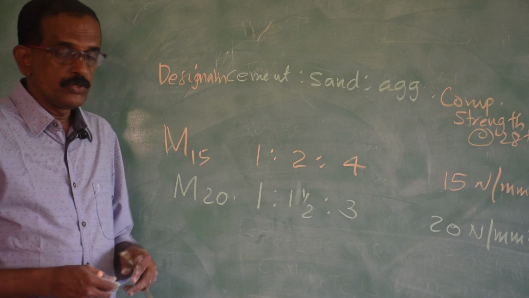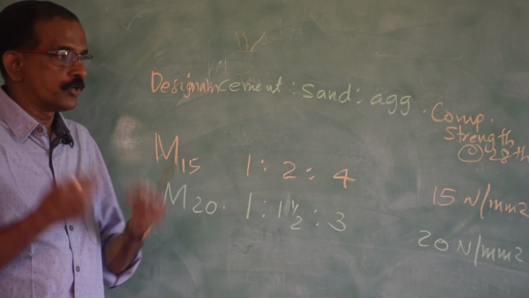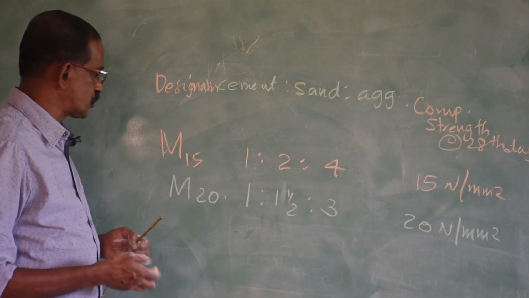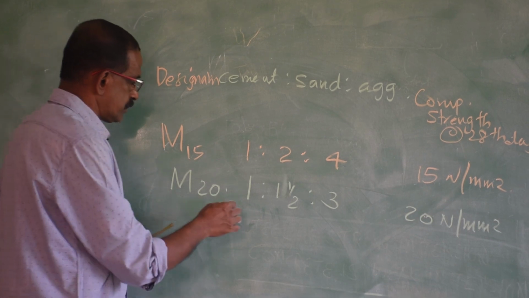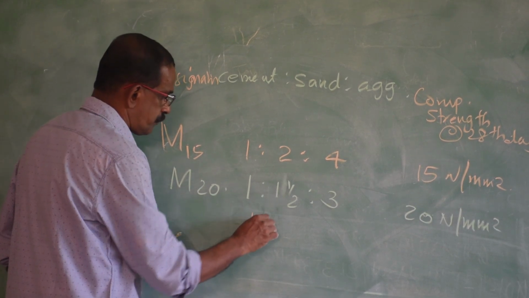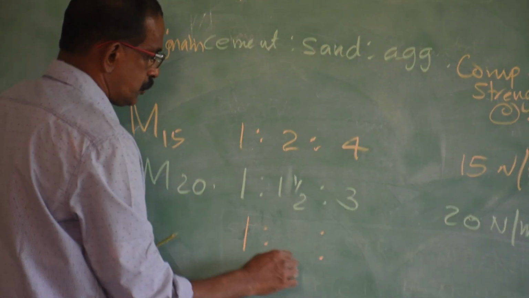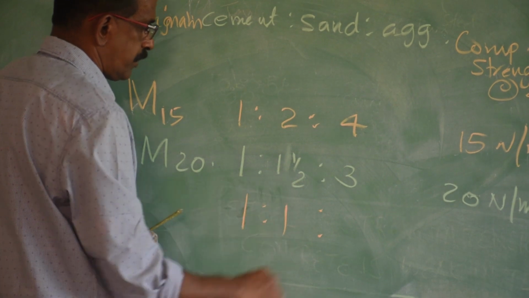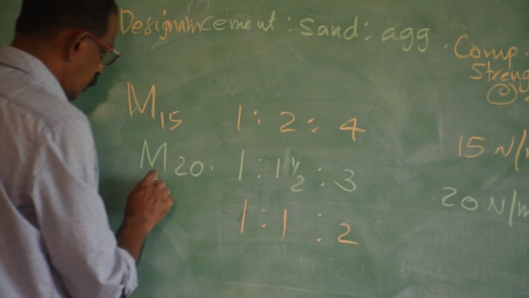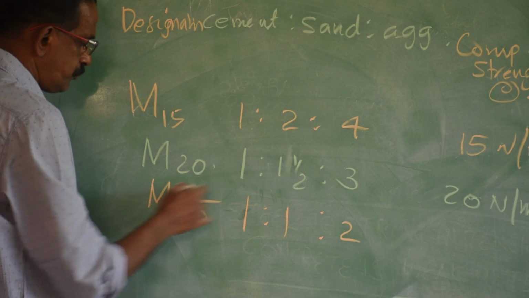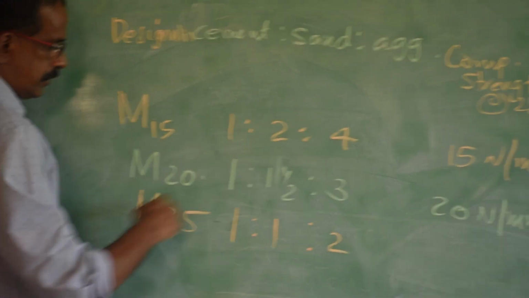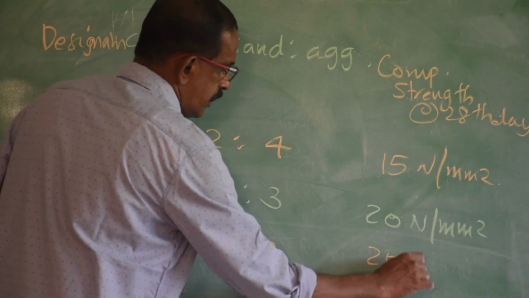Now still if you want to get more strength, say for a multi-storied building, how to get more strength? Again reduce the quantity of sand and quantity of aggregate. Instead of 1.5, put 1. Instead of 3, put 2. That concrete is designated as M25 concrete. What will be the compressive strength? 25 newtons per mm square.